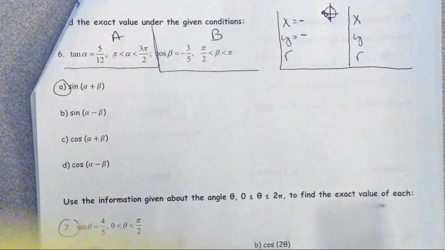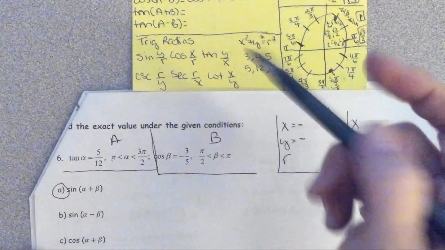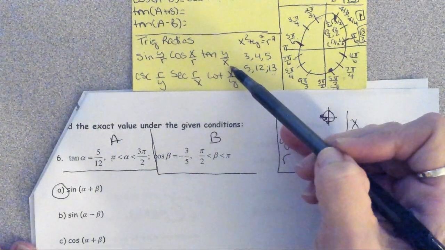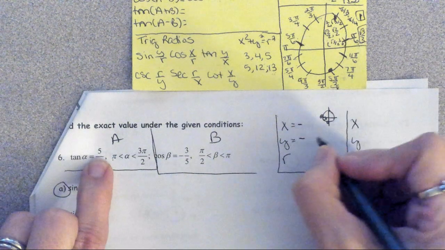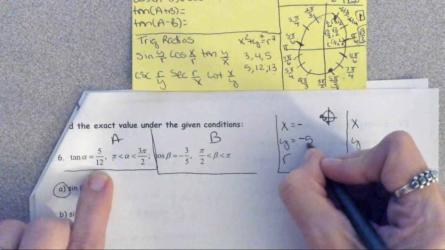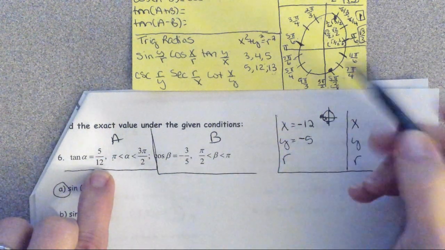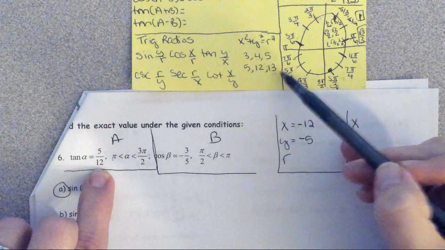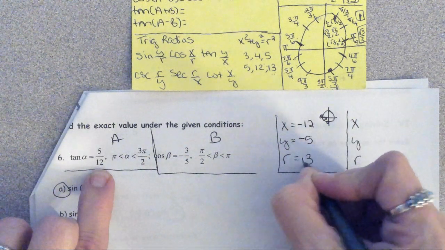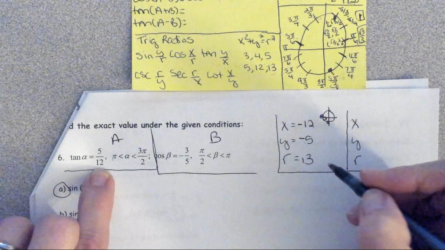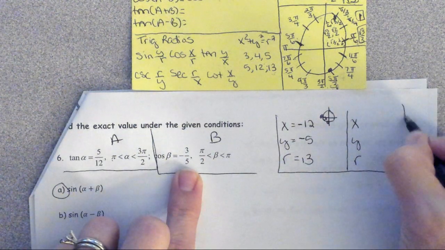They gave me tangent. So if I'm using my note card, I know that tangent is always the y over the x. So that means my y is negative 5 and my x is negative 12. And here's one of my triples, 5, 12, and 13. Remember, r is your radius, so it's always positive. Now I'm going to go do side B.